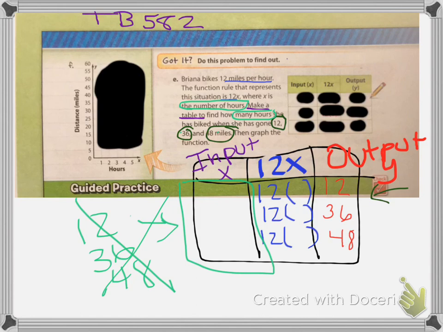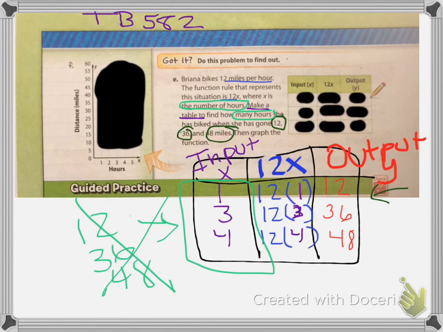So now that we have that in here, we can look and go, oh, okay, this is even pretty easy for us to actually do in our head. And you know how math teachers like that. So I can go, okay, 12 times what equals 12? Well, that's 12 times 1. So 1 hour. 12 times 3 is 36. And 12 times 4 is 48. So the answers here are 1, 3, and 4.